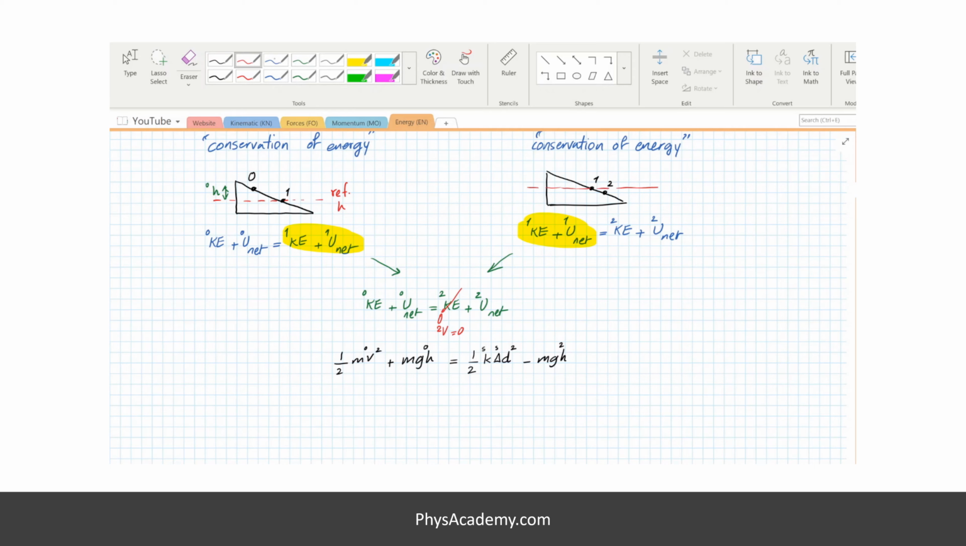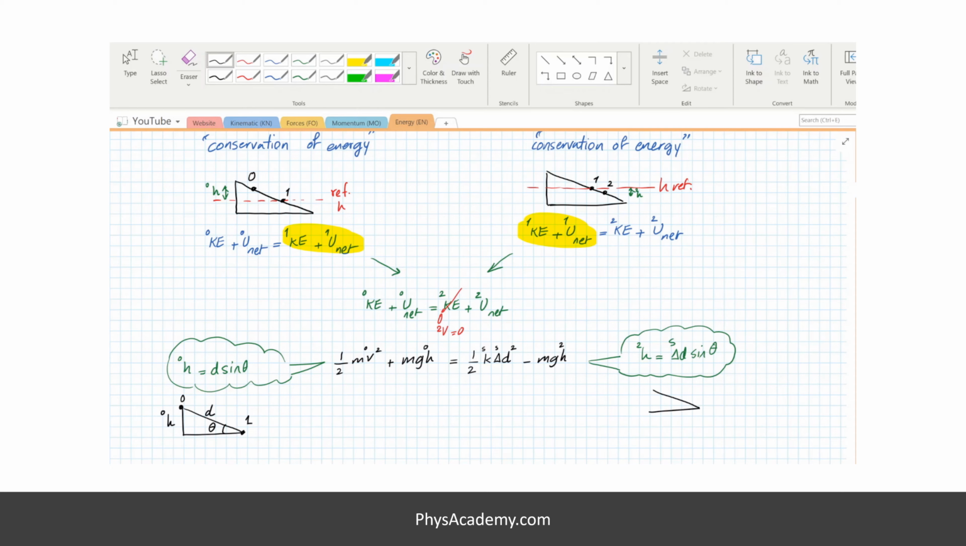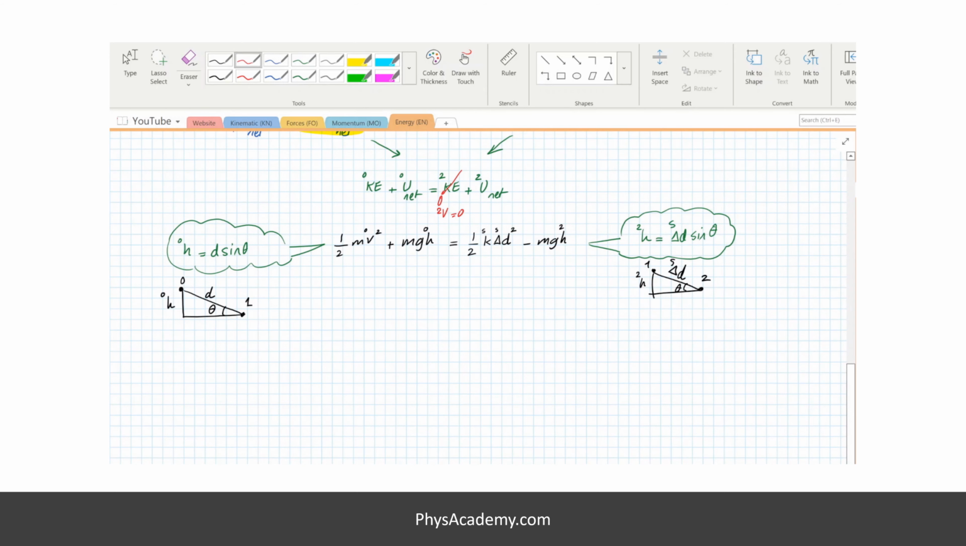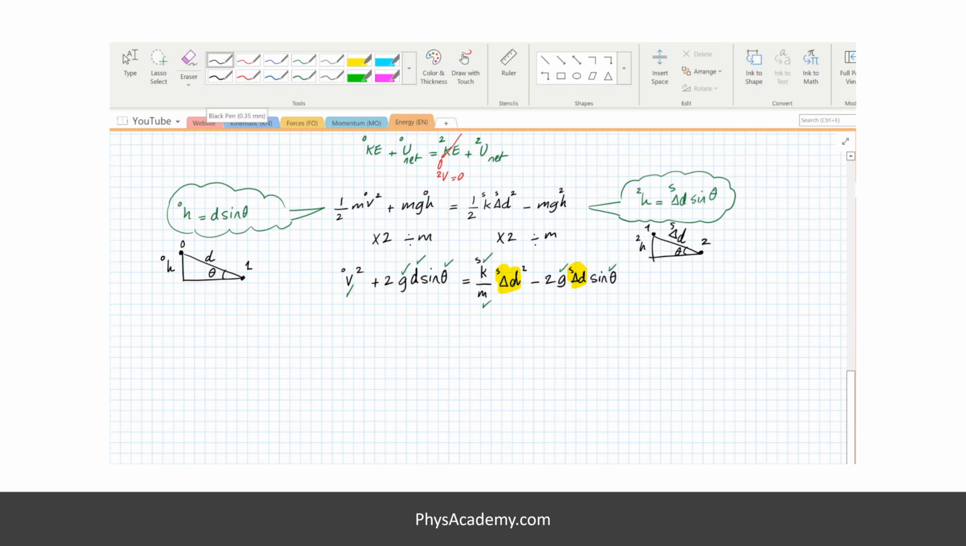After writing the formulas, as the height of the initial and the very final state is not directly given to us, we need to replace them. Using the cosine of theta and d, the initial distance of the object from the spring, and delta d, the compression length of the spring, we get to the following equation. Here besides delta d, which we are looking for, all other variables are already given to us.